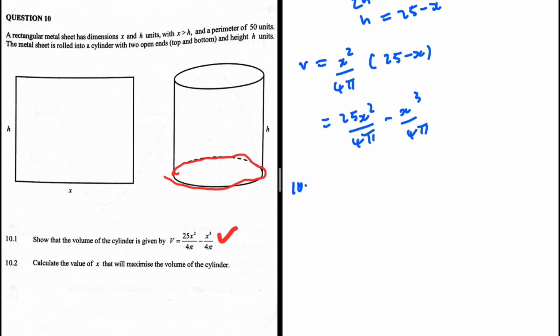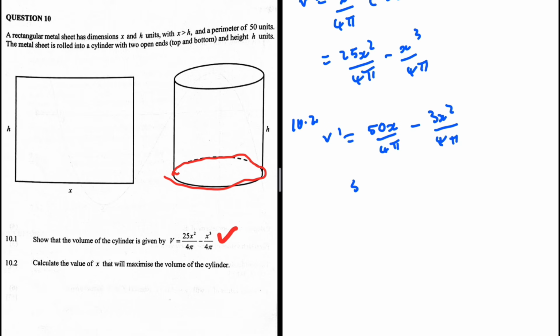10.2, calculate the value of x that will maximize the volume of the cylinder. So obviously we are going to find the derivative, which is going to be 50x divided by 4 pi minus 3x squared divided by 4 pi. Right, so we need to let the derivative be equals to 0, because we want to find those critical points.